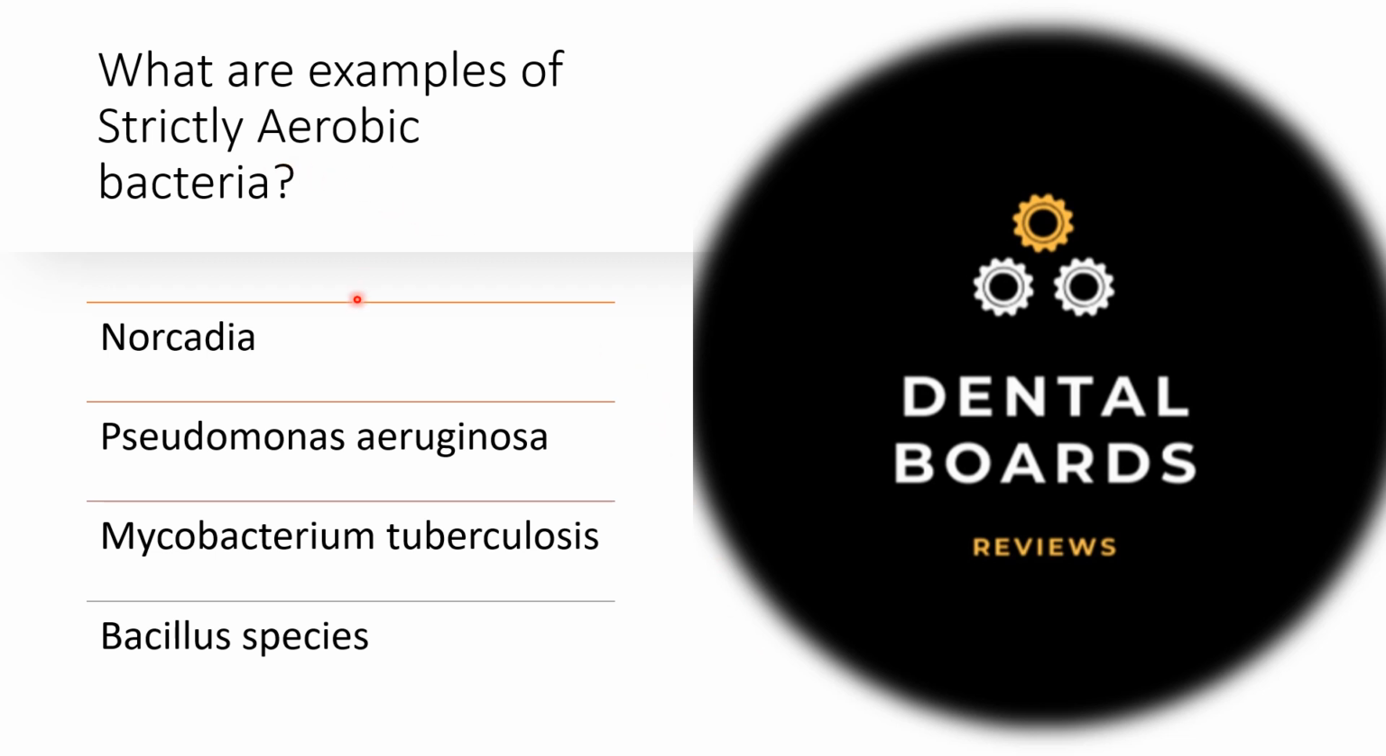So what are examples of strictly aerobic bacteria? You have Nocardia, Pseudomonas aeruginosa, Mycobacterium tuberculosis, and Bacillus species. These are strictly aerobic bacteria which need oxygen.